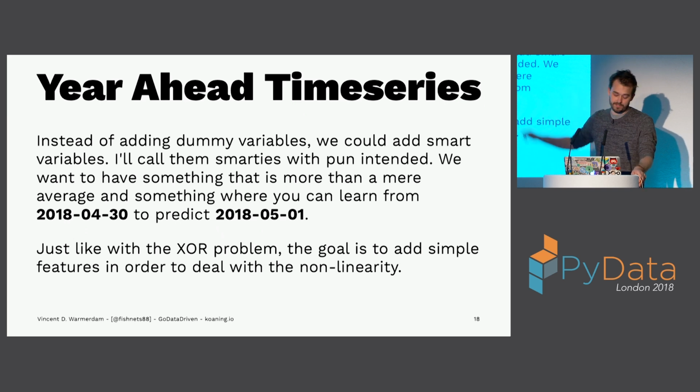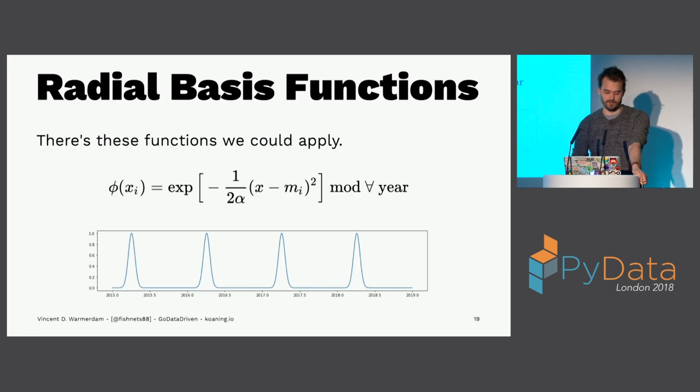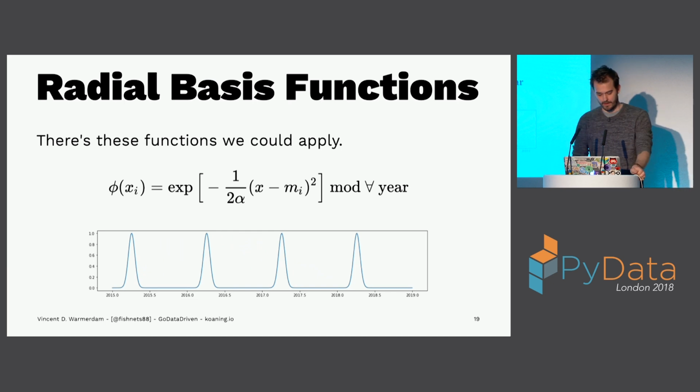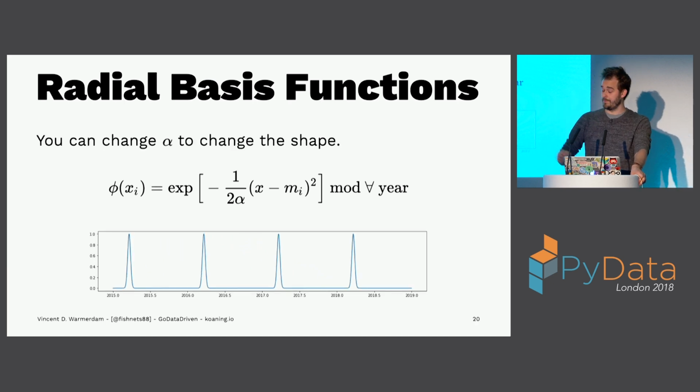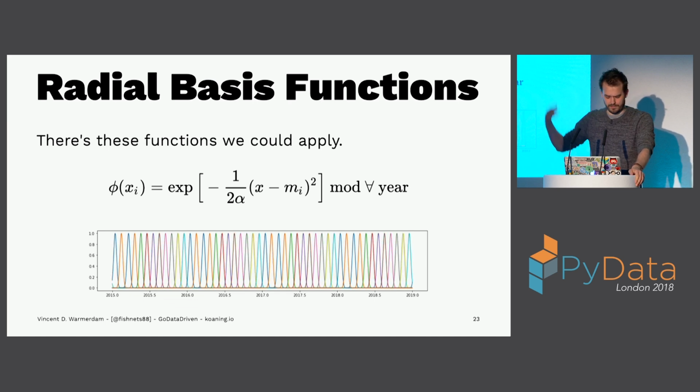So again, we're going to do a feature engineering trick. There's a very complicated formula that's shown above. But basically what I'm doing is I've got some sort of hump that repeats itself every year. It's a radial basis function. That's another way, but just call it a hump. There's a hyperparameter called alpha that allows you to make the hump thinner or thicker. But the nice thing is I can make such a hump for every January, for every February, for every March, and all the other months.